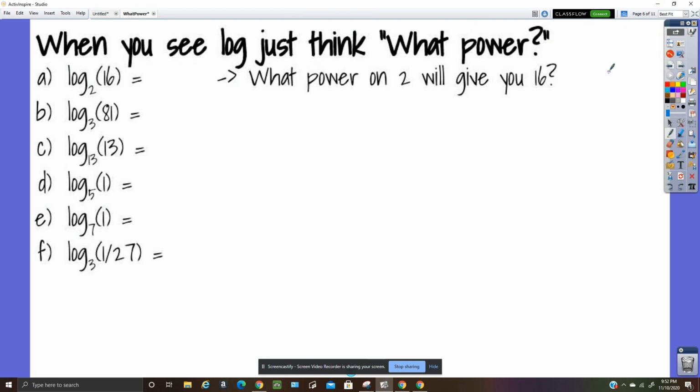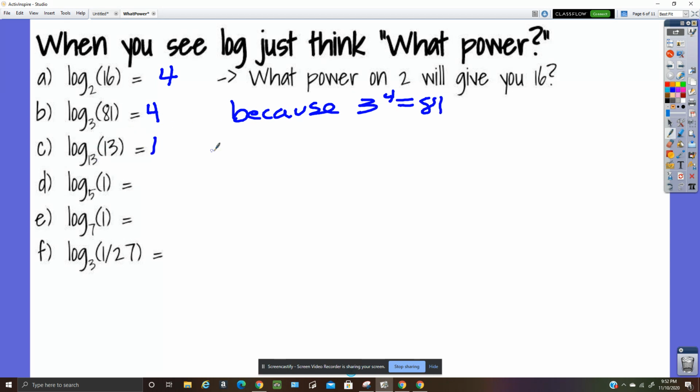So when you see log, just think of what power. So 2 to what power is 16? This is 2 to the 4th. And then 3 to what power is 81? It's 3 to the 4th. So you can write it because 3 to the 4th is equal to 81.